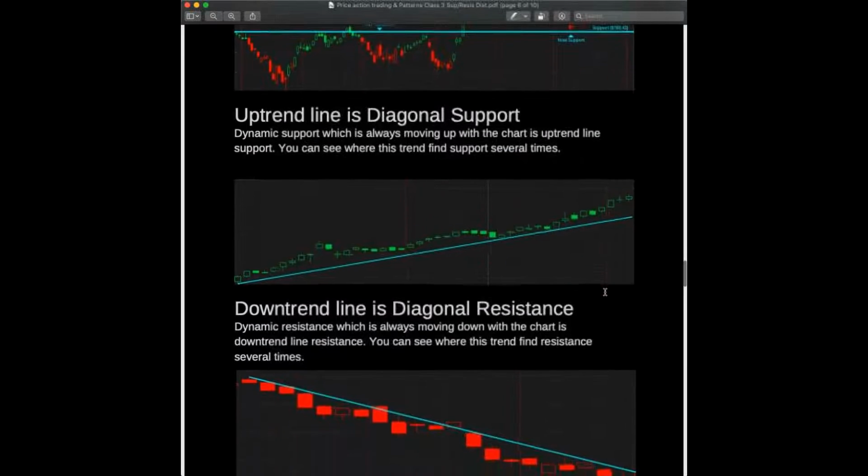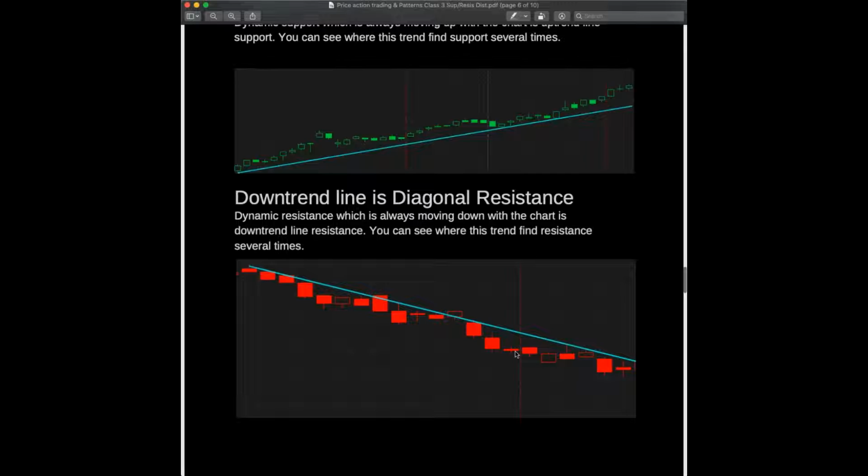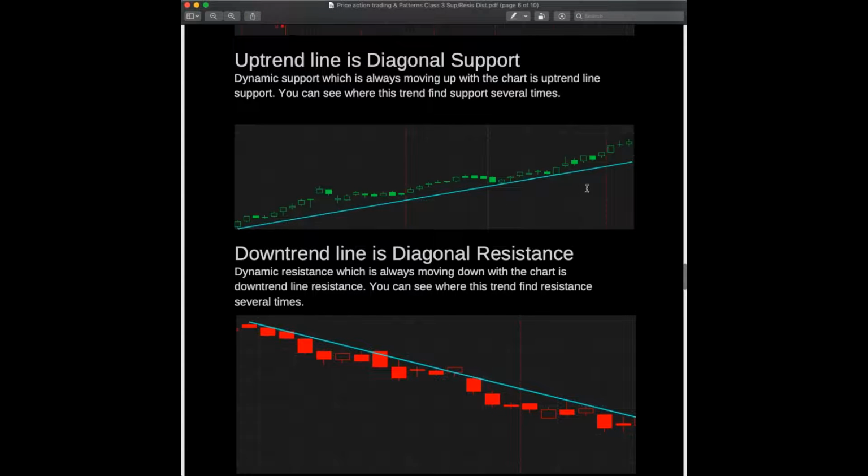So now we have uptrend line in a diagonal support. So we have higher highs and higher lows making an uptrend, and then we could put a support line right there that's going to respect that uptrend. And then we have a downtrend line, which is diagonal resistance, which is going to respect this line as resistance because there's sellers there. There's buyers on this uptrend support line, and there's sellers on this downtrend resistance line.